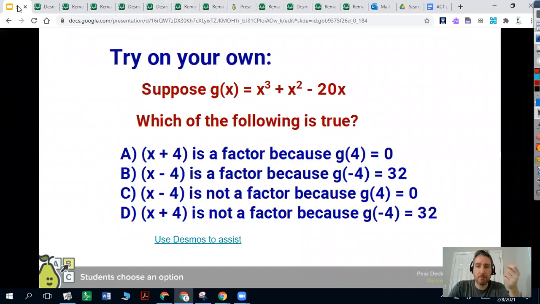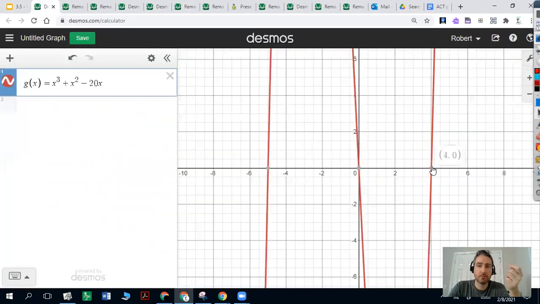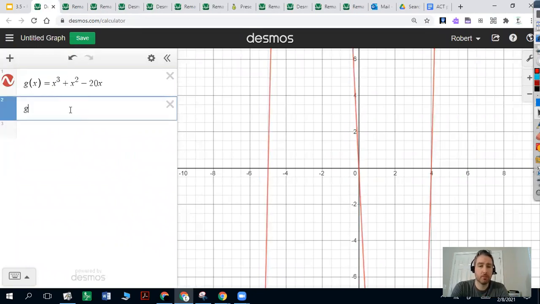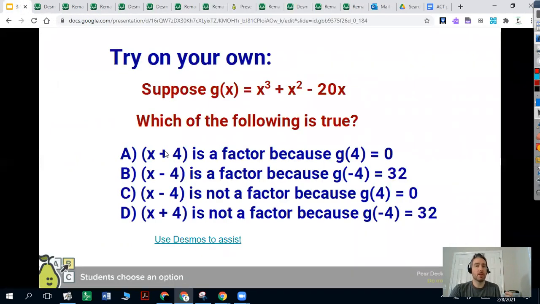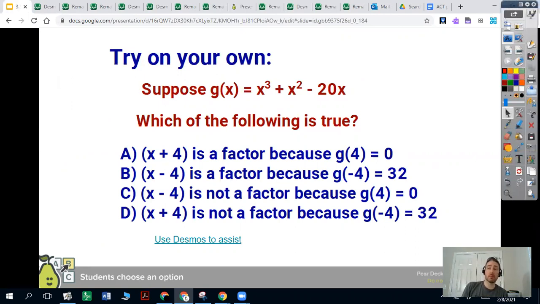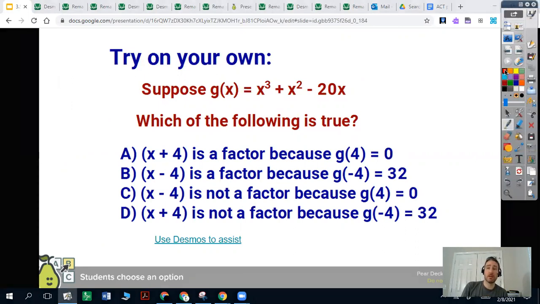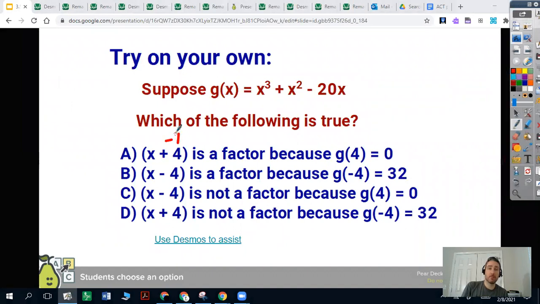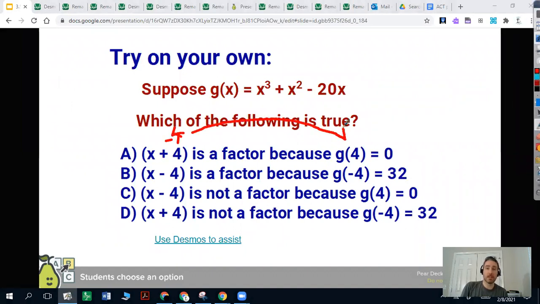So x plus 4 is a factor because g of 4 is 0. While g of 4 is 0, that's of course true. That doesn't mean x plus 4 is a factor, because x plus 4 is supposed to align with g of negative 4. So remember that you want to plug in the opposite of that. And of course, that's not the case here. So that's not going to work.